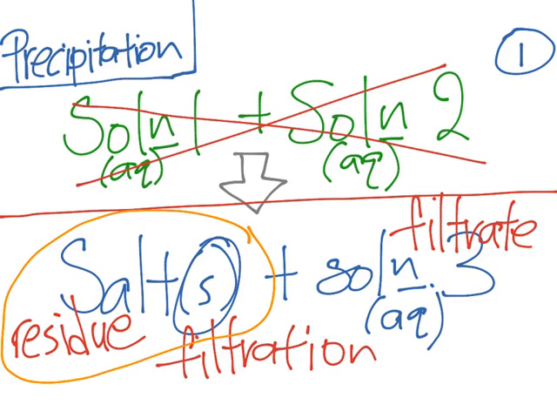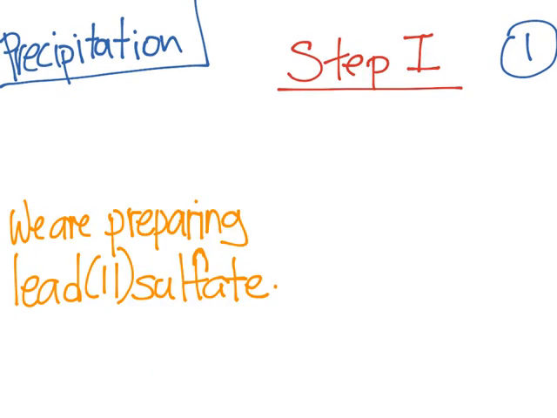Let's go into examples so that we know in detail what's going to happen. Let's start with the example of preparing lead-2 sulfate. Lead-2 sulfate's formula is PbSO4, and remember "stupid little brown cow", right? So it is insoluble. Once we have established it is insoluble, we're going to use the precipitation method.